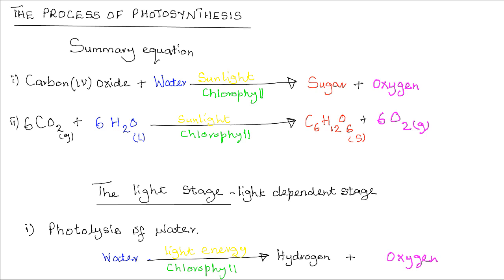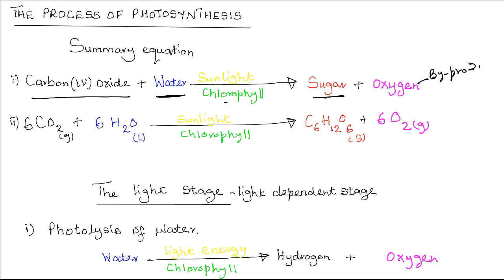The process can be outlined in 2 general stages. In other words, this process of photosynthesis can be divided into 2 main stages, namely the light stage and the dark stage. The light stage is also known as the light dependent stage because it requires the presence of light for it to proceed.